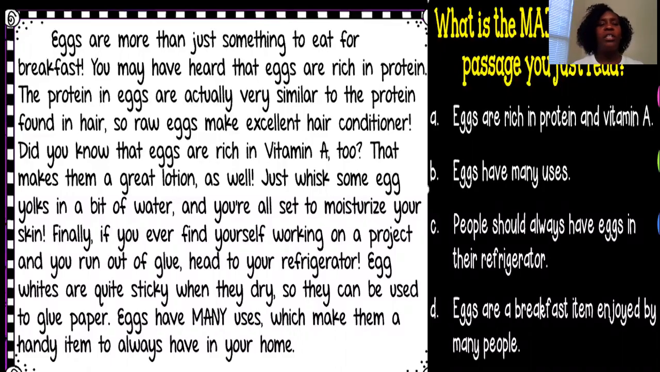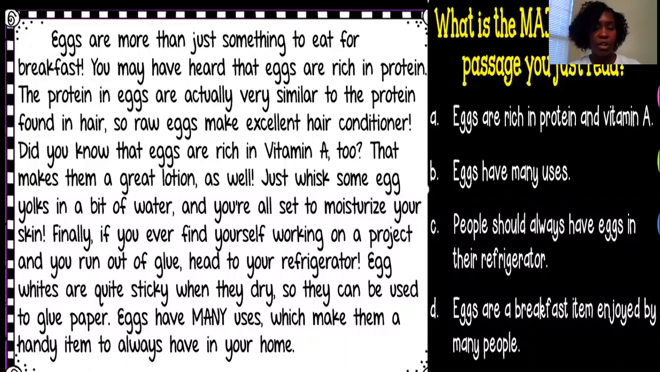Eggs are more than just something to eat for breakfast. You may have heard that eggs are rich in protein. The protein in eggs is actually very similar to the protein found in hair. So raw eggs make excellent hair conditioner. Did you know that eggs are rich in vitamin A too? That makes them a great lotion as well. Just whisk some egg yolks in a bit of water and you're all set to moisturize your skin.